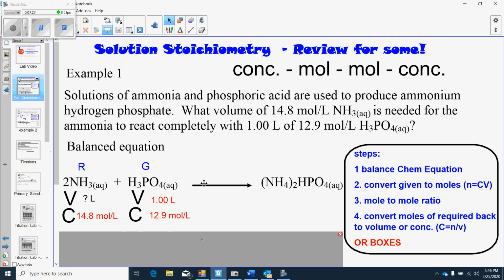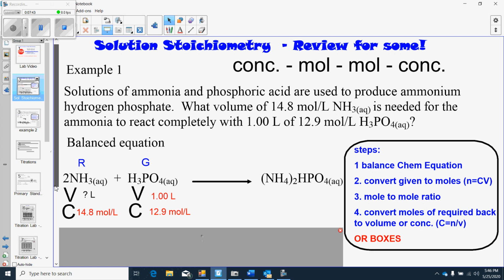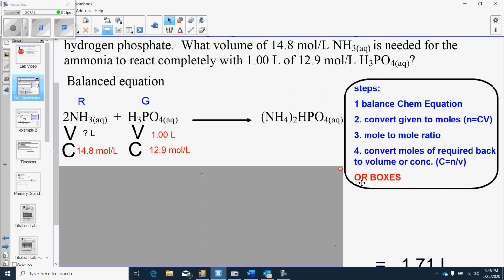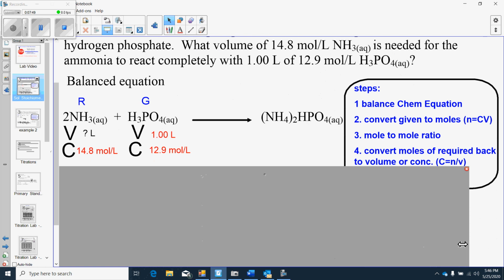Okay? Remember, when we get to the end point, that's when we've completely reacted, and that means that we have equal moles of base and acid. Okay? Not equal amounts, equal moles. So here's our steps. We've done step 1, balance your chemical equation. Now we're going to move into step 2, 3, and 4. I'm going to use boxes. Really, it is the easiest of the methods.